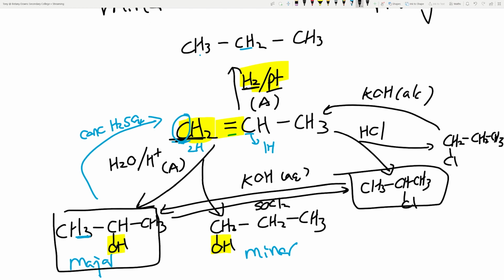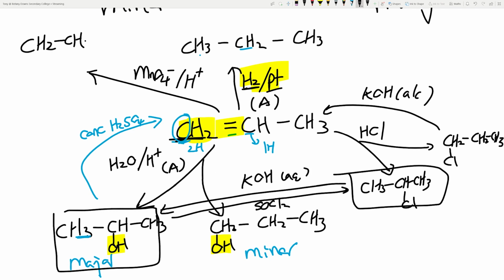All right, so hopefully this is still making sense. And then I can turn this alcohol, if I use MnO4 minus H plus, into a diol with two OHs. If you're getting confused, this is where I recommend you pause and go rewatch some of the other videos that are recorded for you.